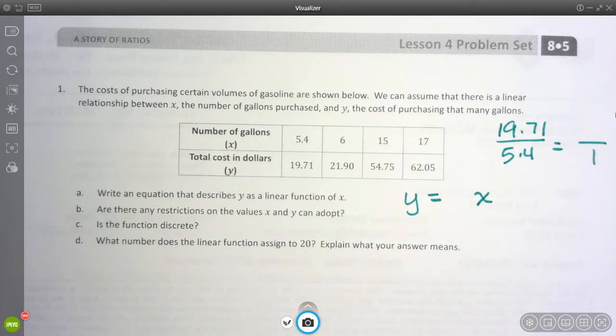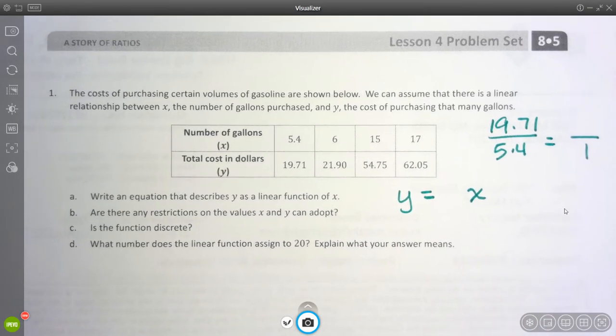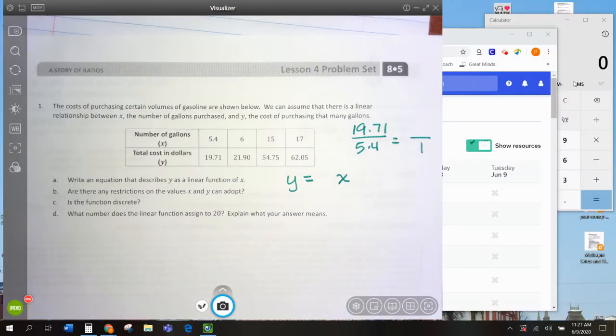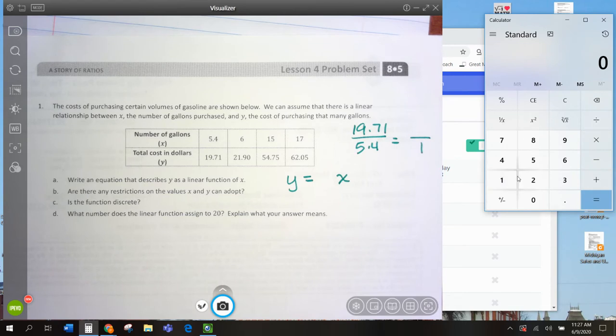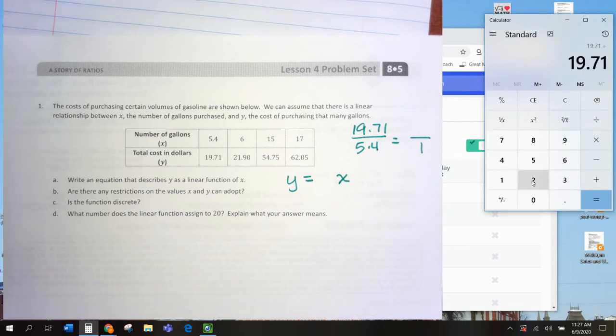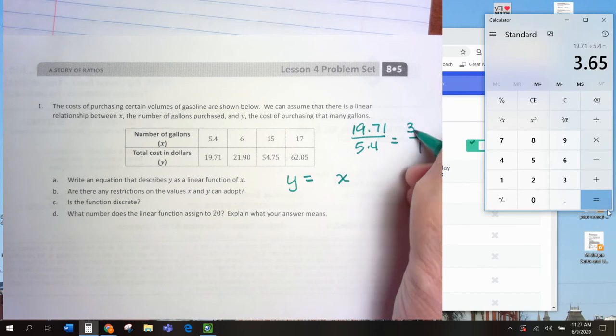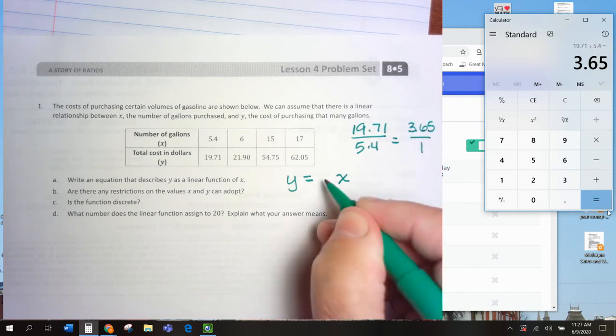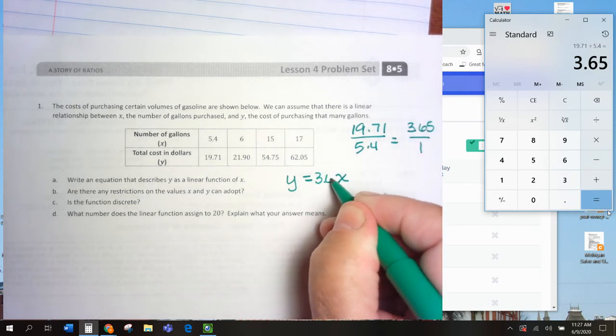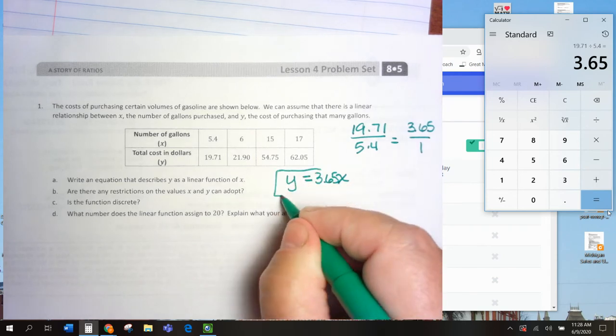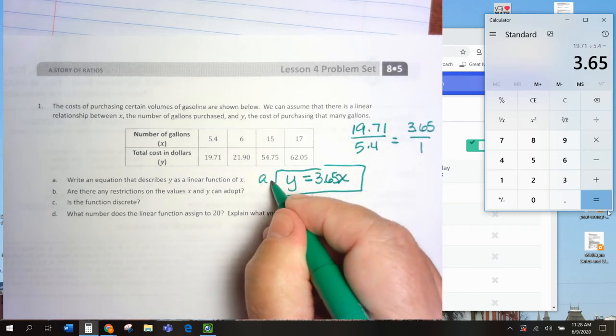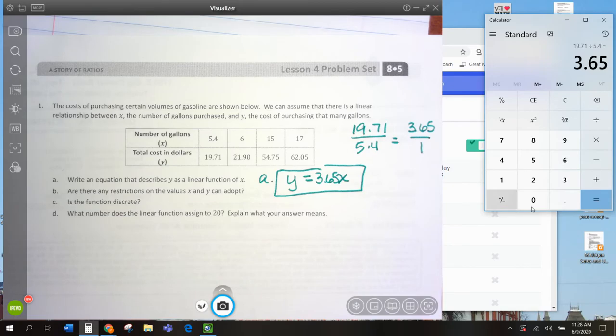In order to do that, we are going to have to go to the calculator, and we have 19.71 divided by 5.4, and it is going to give us $3.65 a gallon. It's expensive gas. So Y is going to equal 3.65x. This is for A. Let's go to B.